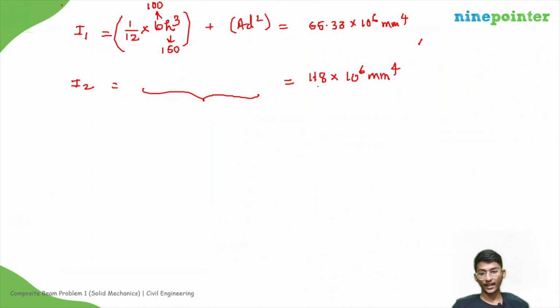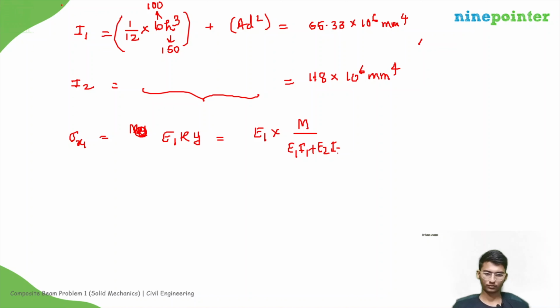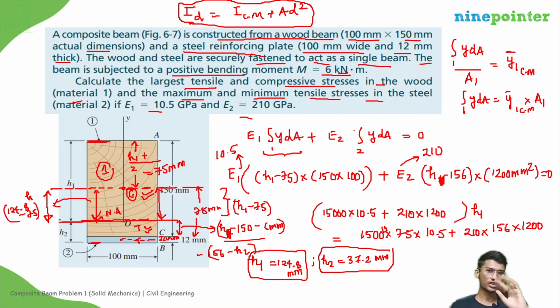So now we can directly go and say that sigma x1 is equal to M by, sorry, we can say that E1 kappa, in terms of magnitude, into y, right? So what is kappa? Kappa will be M by E1 I1 plus E2 I2, that into y. So we already said that material 1 will undergo compression and tension. So the maximum compression will be over here at the top, right?